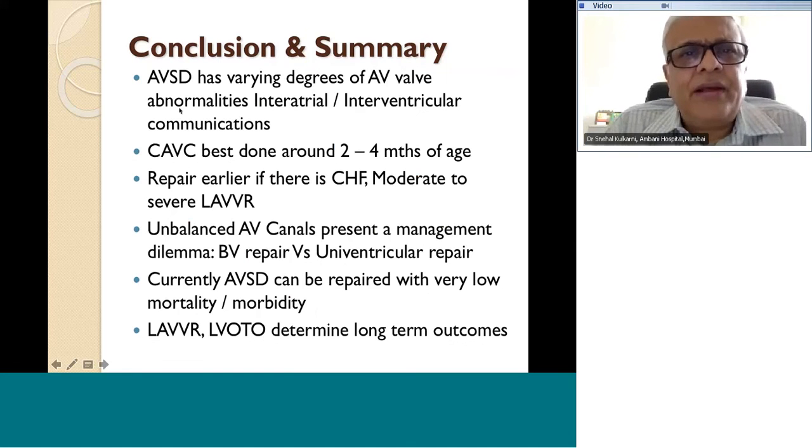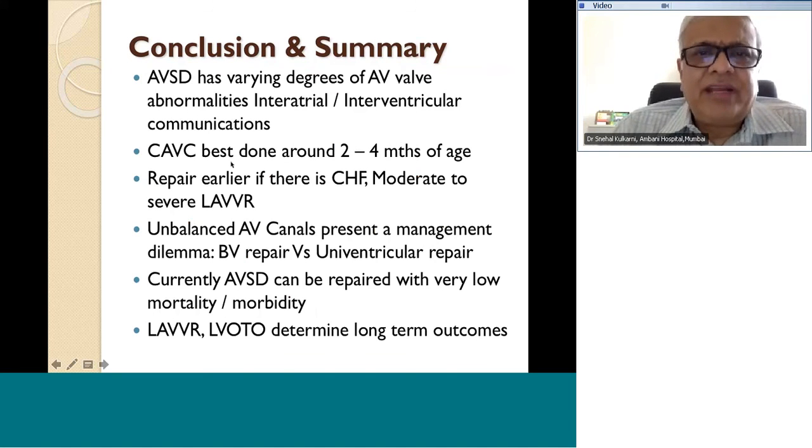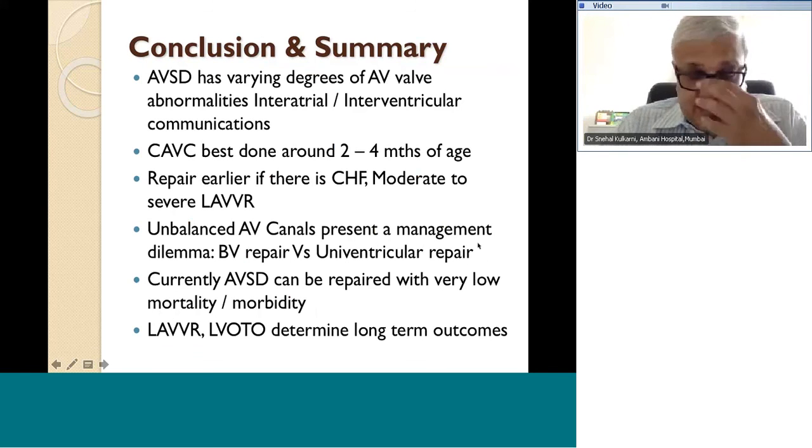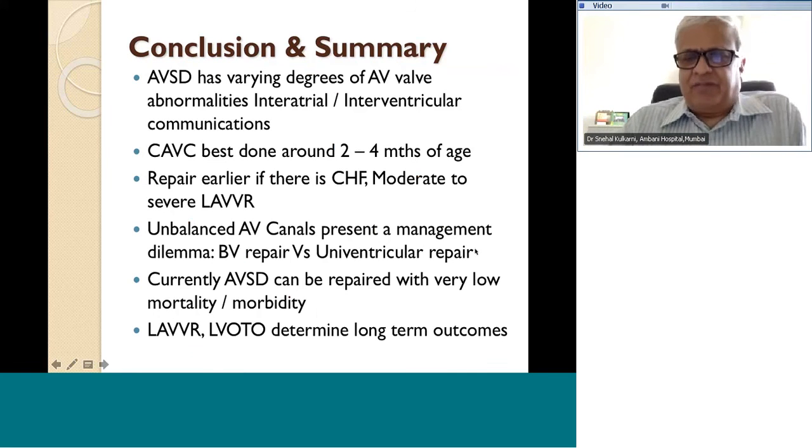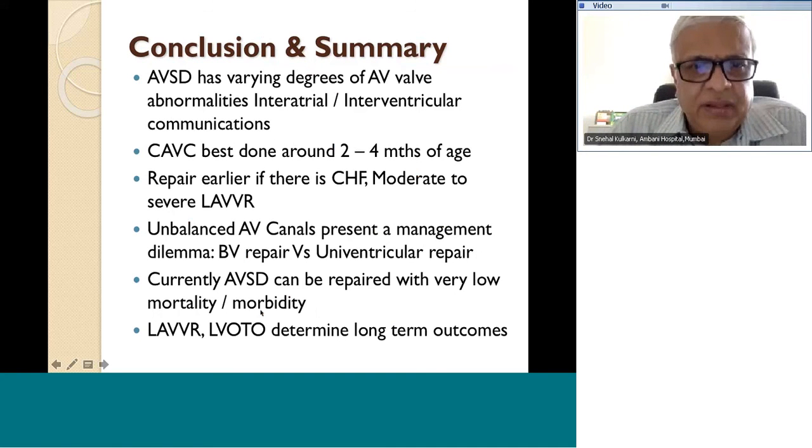So in conclusion, AVSD has varying degrees of AV valve abnormalities and interatrial and interventricular communications. Complete AV canal is best repaired around 2 to 4 months of age, and the repair is earlier if there is congestive heart failure or moderate to severe left AV valve regurgitation. Unbalanced AV canal presents a management dilemma, biventricular repair versus univentricular repair, and there have been efforts now to move towards biventricular repair. But then we have to weigh that with the long-term issues of LV growth, etc.